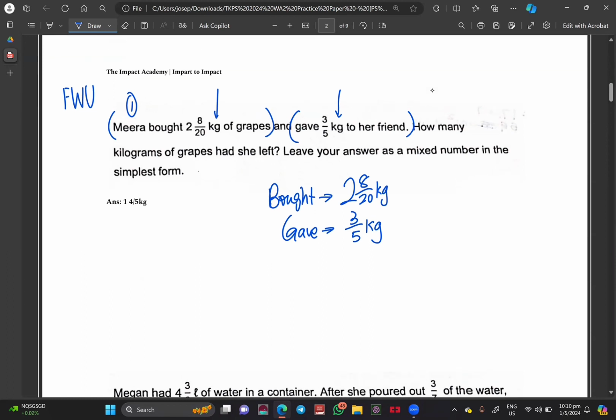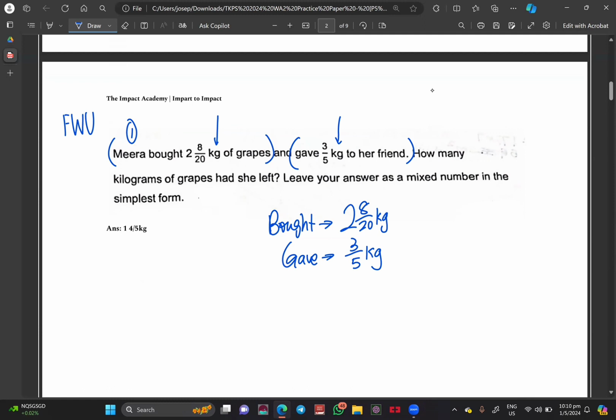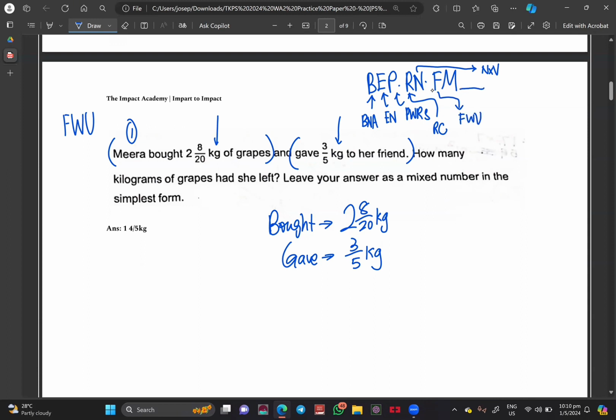Now if you are wondering how do I remember all of these concepts, I use an acronym, BEP. What is B? B stands for before and after. E stands for equating numerators, P stands for part-whole relationship, R stands for remainder concept, N stands for number X value, which is not tested in this practice paper. You need to know it in P5, but maybe not for WA2. Finally, F stands for fractions with units, and last but not least, M stands for multiplication in fractions.